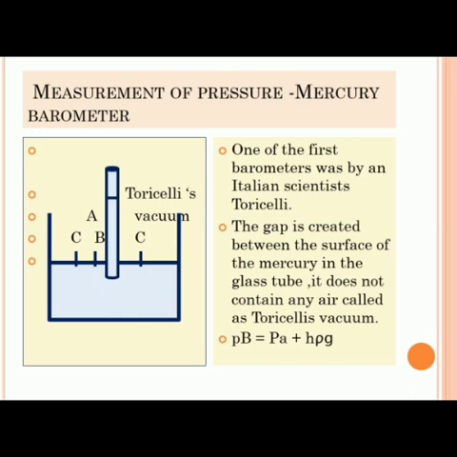The pressure created here is given by the formula: the pressure at point B is equal to the pressure at point A plus the height of the mercury which has entered the tube, multiplied by the density of the mercury, multiplied by the gravity acting on the mercury. Now you would be wondering about the pressure at point C which you can see in the diagram. That is nullified and it becomes equal to 0.